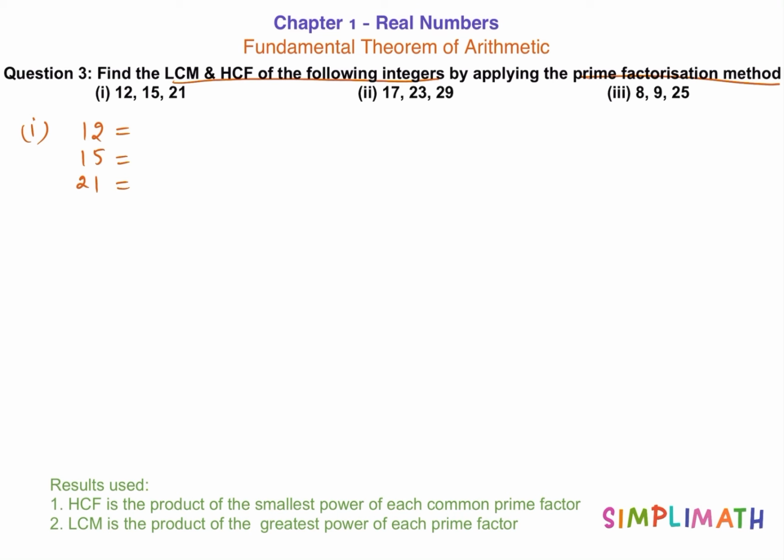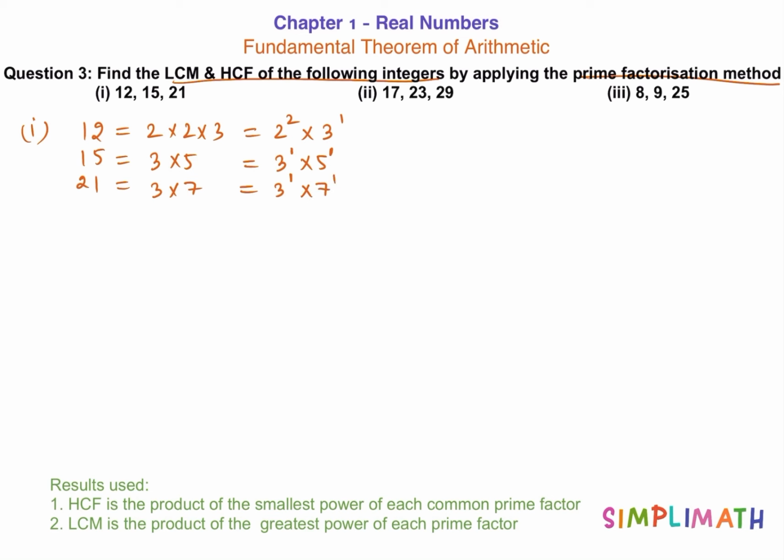So 12 is equal to 2 into 2 into 3, which is equal to 2 square into 3 to the power 1. 15 can be written as 3 into 5, which can be written as 3 to the power 1 into 5 to the power 1. And 21 can be written as 3 into 7, which is equal to 3 to the power 1 and 7 to the power 1. Okay.